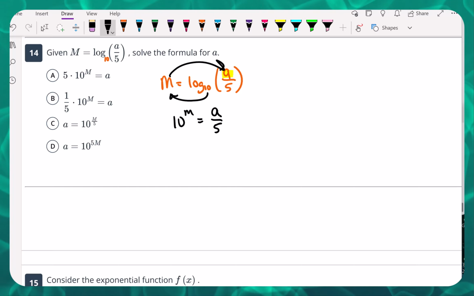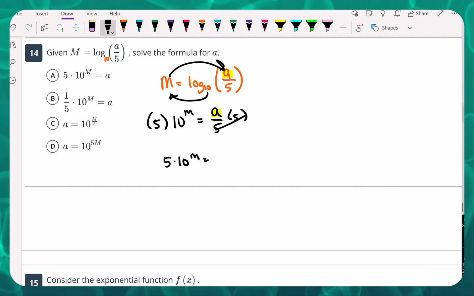Now we're way closer to our goal. All you have to do now is get rid of the 5. So we're going to multiply both sides by 5. Do not multiply 5 times 10. You can't do it because of the little exponent. So this is my final answer, and it matches choice A.